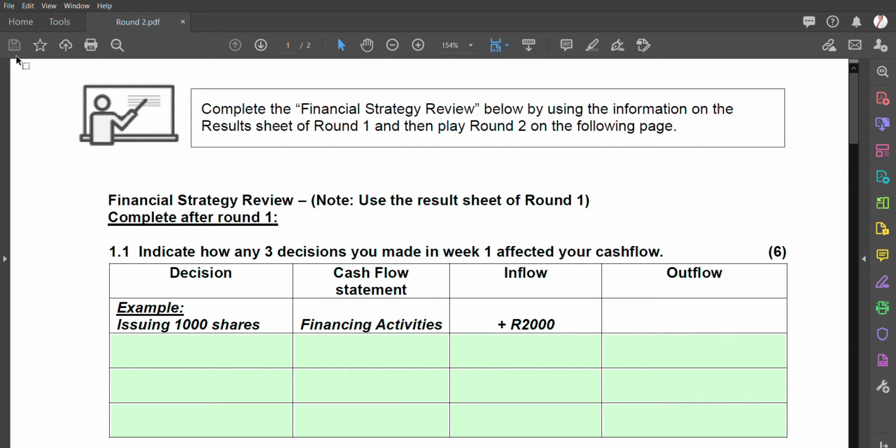With your decisions for round 2 and 3, you will also need to complete a financial planning review. This is basically a discussion of all your decisions, and it counts for a lot of marks, so it's really important that you read the instructions carefully and discuss in detail.